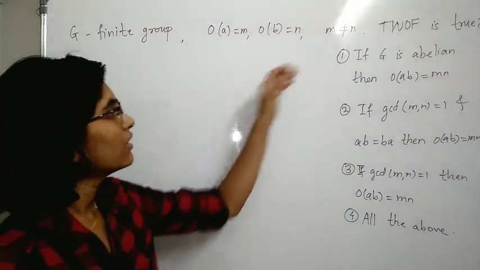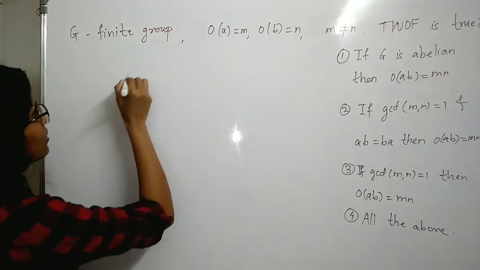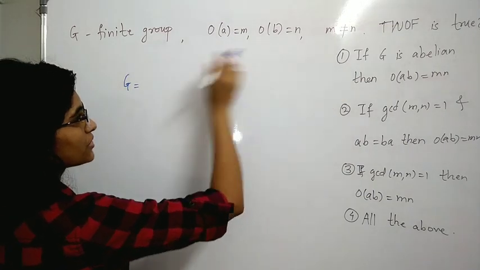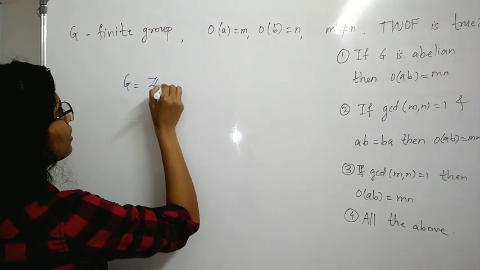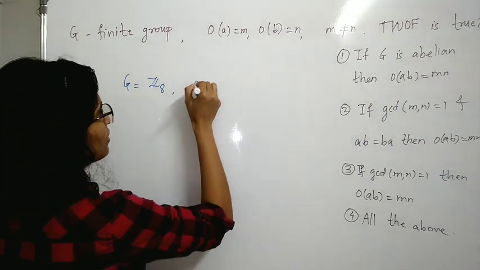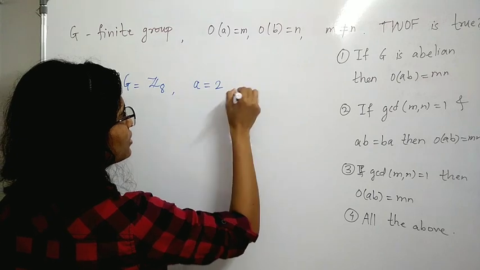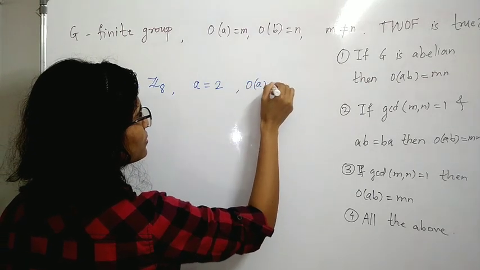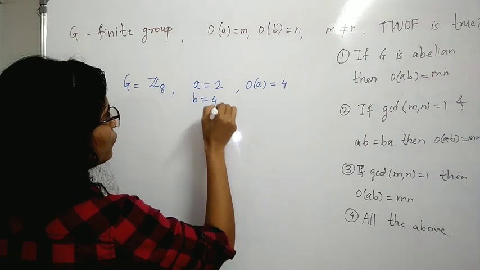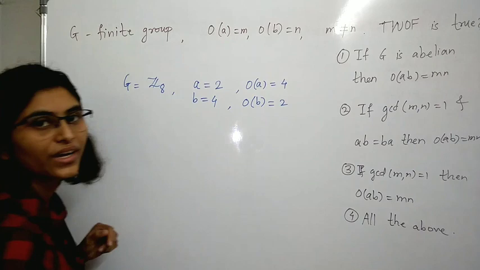So let me just take a group G, which is an abelian group. For the first option, take Z8. Now look at the order of A. So take A to be 2. Then what is the order of A? The order of A is just 4. Take B to be 4. Then what is the order of B? It is just 2.